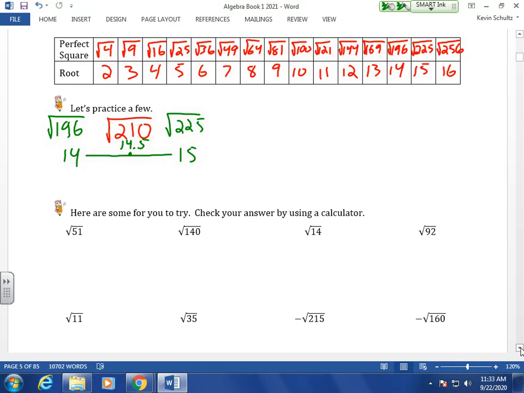So now we look at 210, and this is a very wise choice here. Is 210 closer to 196 or 225? Because that's going to tell us which side of 14.5 it's on. Is it closer to 14 or closer to 15? As you look at where in between 196 and 225 210 is. Yeah. It's closer to 14 by 1, right? It's 14 away from 196. It's 15 away from 225.